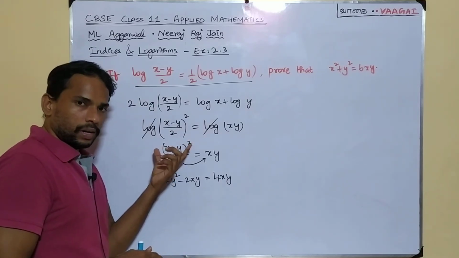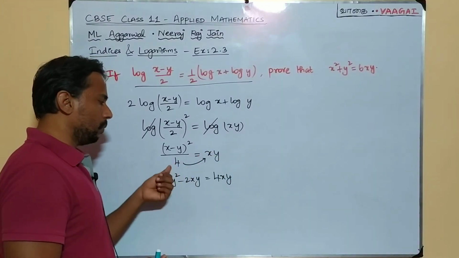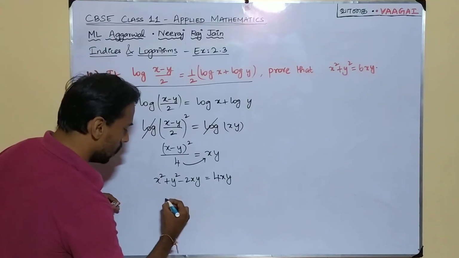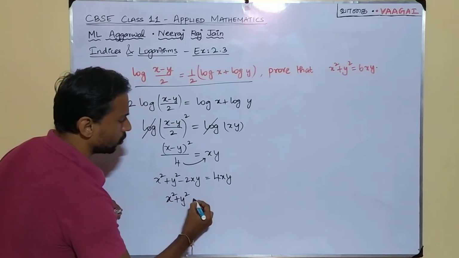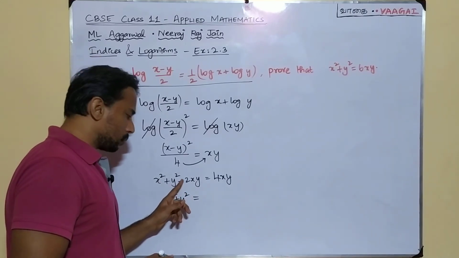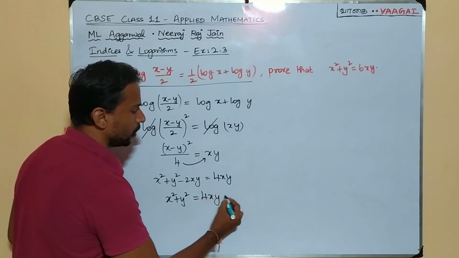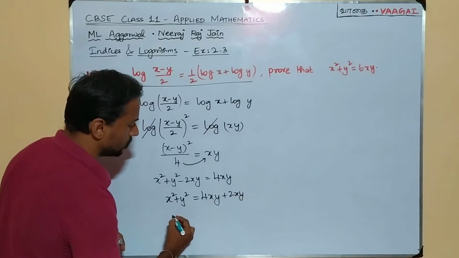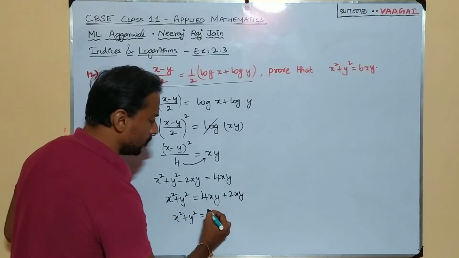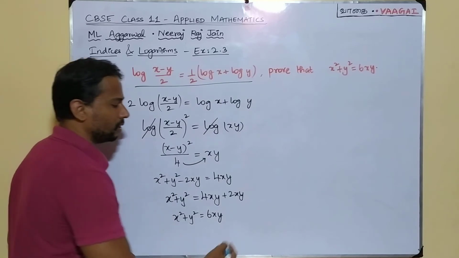Numerator alone I am just expanding using the algebra identity, and denominator I am going to take to the other side so that it will become 4 into xy, so 4xy. That's it, right? So what next happens is, x square plus y square is equal to, now it's going to be very simple, this minus 2xy you can take to the right hand side. So it becomes 4xy plus 2xy, and thus x square plus y square is equal to, what about 4xy plus 2xy? It's going to be 6xy. Simple, right? That's it. So this proves the given statement which is given in the question.